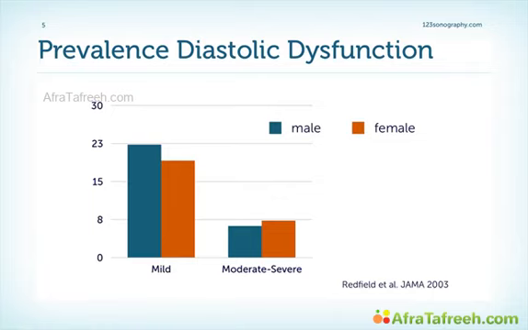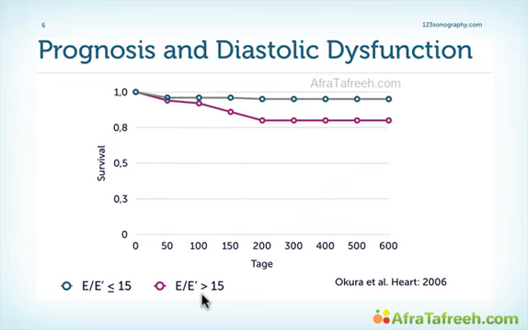Diastolic dysfunction or heart failure with normal ejection fraction is a very frequent finding. Approximately half of patients with heart failure have diastolic heart failure. This entity is common both in males and in females, and it increases with age. Patients with diastolic dysfunction have a poorer prognosis. If the E to E' ratio is above 15, in other words, if left ventricular filling pressures are elevated, we have a poorer prognosis, poorer survival, as opposed to patients who have an E to E' ratio which is below 15.